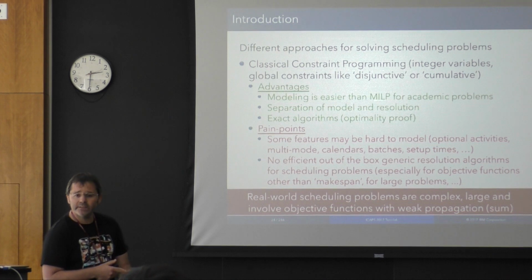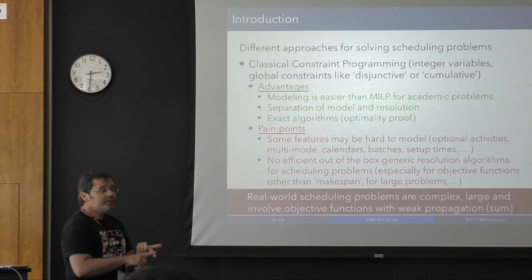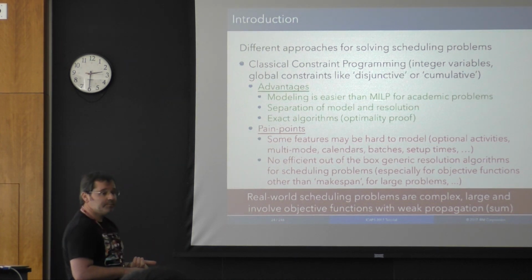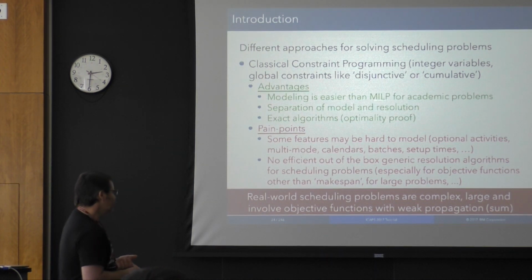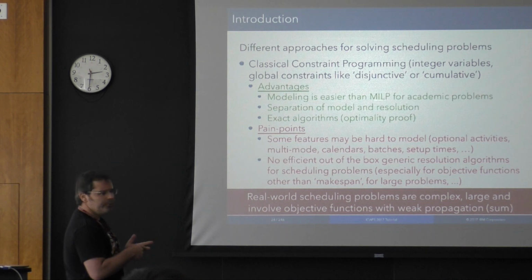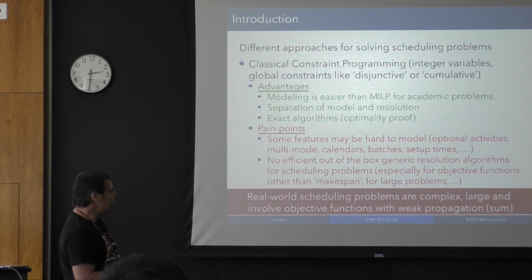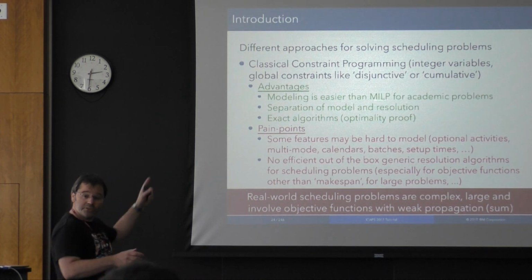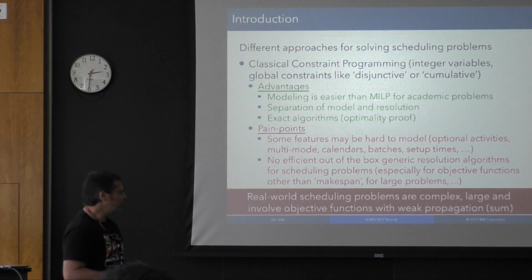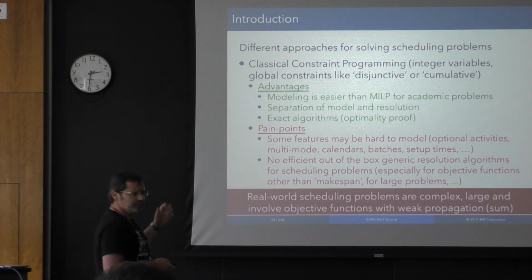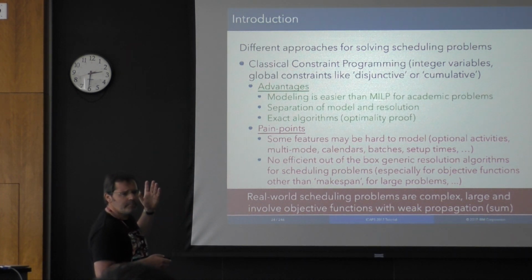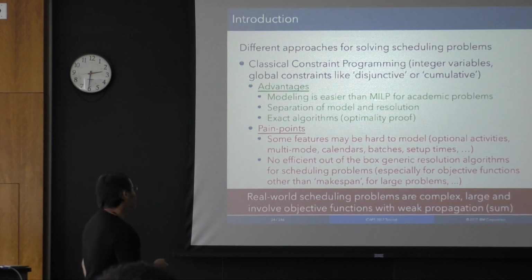When you have optional activities, when you have multimode, if you have a multimode RCPSP, you can easily find a CP model. It's not very elegant, but you may be able to model it quite easily. But some difficulties also are where you have some calendars for the resources, where you're handling some batches, like in the introductory problem I provided, when you have setup times, etc. So some features of the problems can be difficult to model.